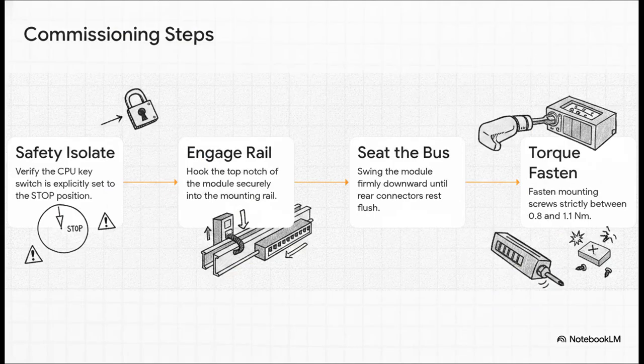Let's drill in the 4 exact mechanical steps for commissioning a module. Step 1. Safety isolation. You visually verify the CPU is in stop mode. Step 2. Rail engagement. You securely hook the top notch of the module directly into the upper aluminum mounting rail. Step 3. Seating the bus. You swing the module firmly downward until the rear connectors rest completely flush against the backplane signal bus. And step 4, which is incredibly critical, torque fastening. You must fasten the mounting screws at the bottom strictly between 0.8 and 1.1 newton meters. If you over-tighten it, you're going to crack the housing. If you under-tighten it, you'll eventually cause a bus fault due to machine vibration.